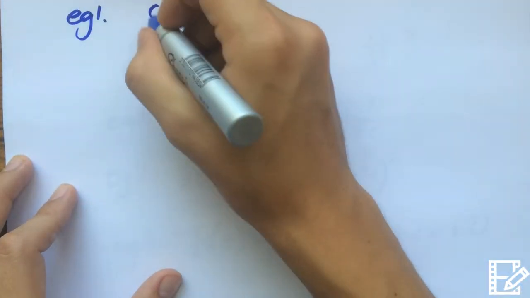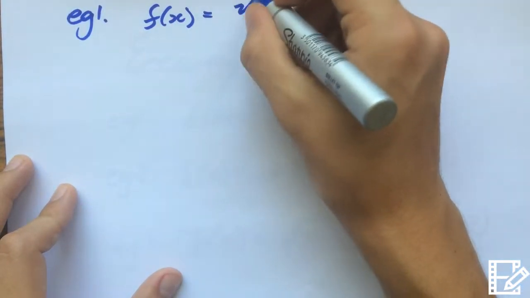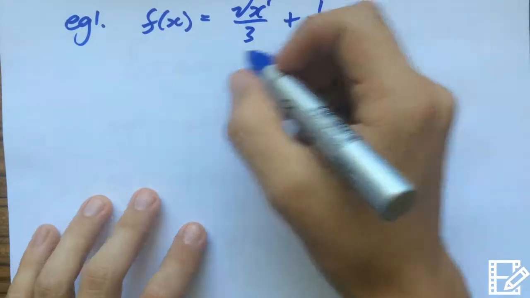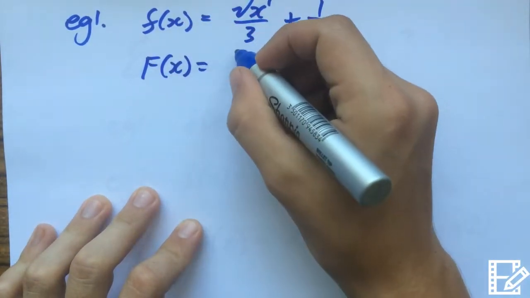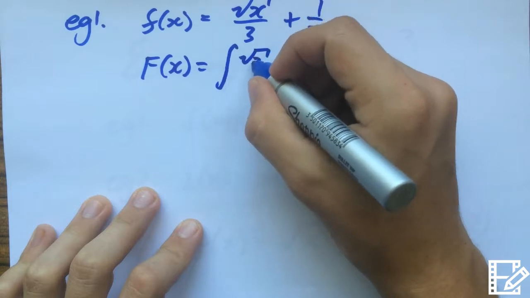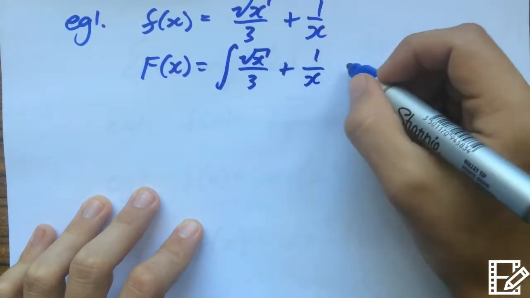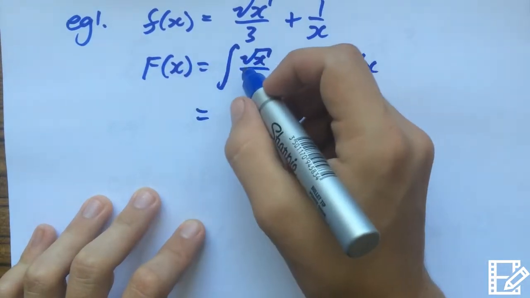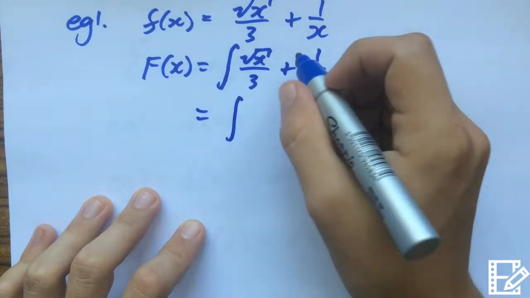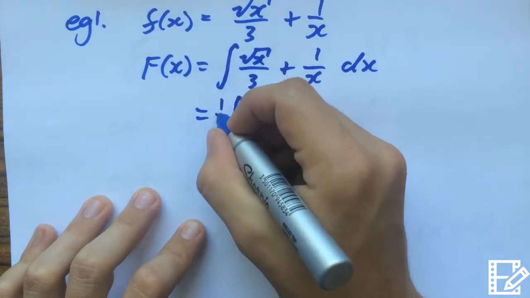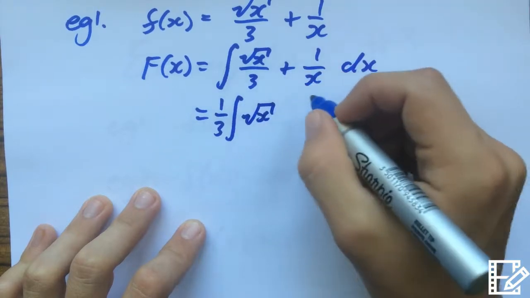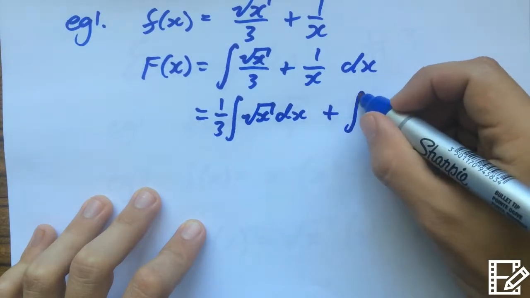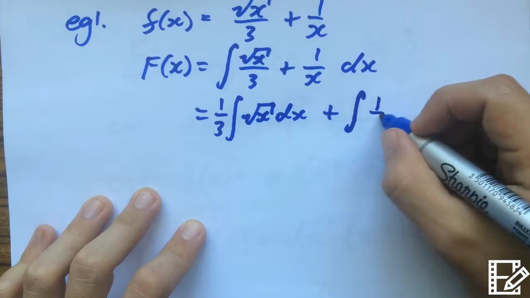Example 1, we have a function f(x) that equals square root of x on 3 plus 1 on x. Let's find the integral of both sides. Integral of square root of x on 3 plus 1 on x dx, and I put a capital F to show that this is the integral. So we're going to separate these, and what I'm going to do is bring the constant out in 2 steps. So I'm going to bring out the 1 over 3, and so it's just going to be square root of x dx plus the integral of 1 on x dx.